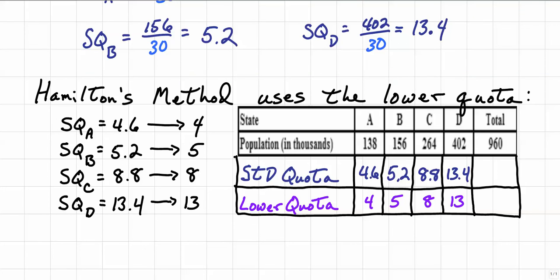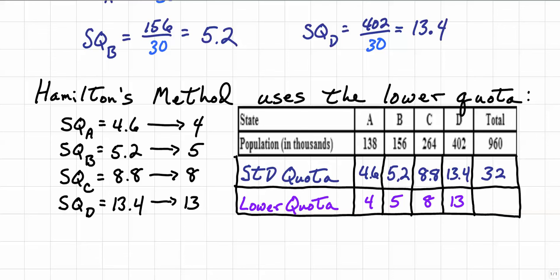So the first line is the states, second line is the total population, the third line is standard quota, and the fourth line is the lower quota. Notice that I've not put the totals in for the standard quota and the lower quota yet. Now when I add up all of these values for the standard quota, I should get the same number of seats that are in my initial allocation. And if you do add those values together, you will get 32. And we will put that in the table as shown.